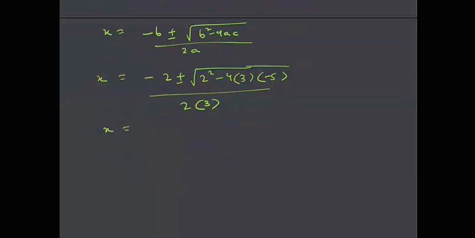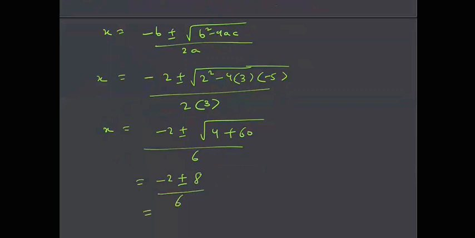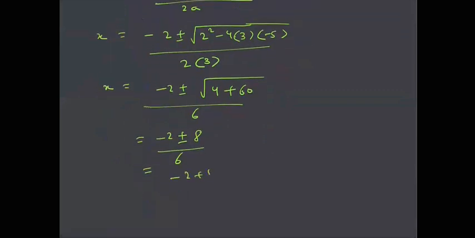So x equals minus 2 plus minus square root of 4 plus, 4 3s are 12, 12 5s are 60, divided by 6. So this is minus 2 plus minus square root of 64, which is 8, divided by 6. One answer is minus 2 plus 8 by 6. The other answer is minus 2 minus 8 by 6. So this is 1 and this is minus 10 by 6, which is minus 5 by 3.